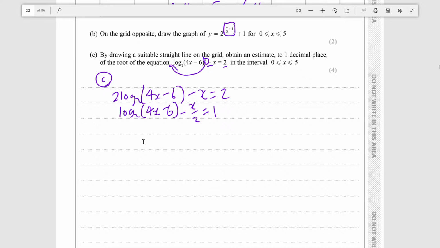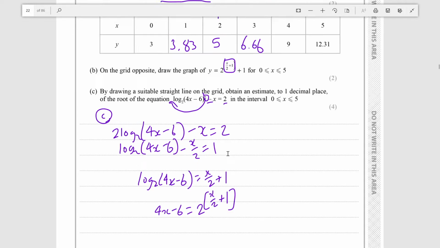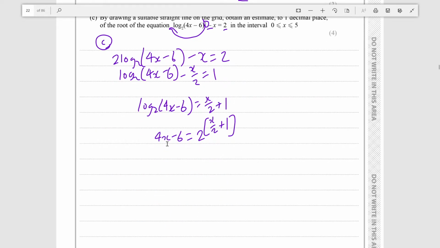So log 2 of 4x minus 6 equals x over 2 plus 1. Take 2 to the power of both sides, so 4x minus 6 is equal to 2 to the power of x over 2 plus 1. And finally, since this is just a plus 1 here, we can add 1 to both sides, and we get 4x minus 5 is equal to 2 to the power of x over 2 plus 1, plus 1.